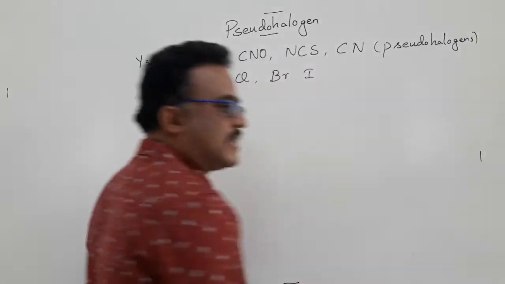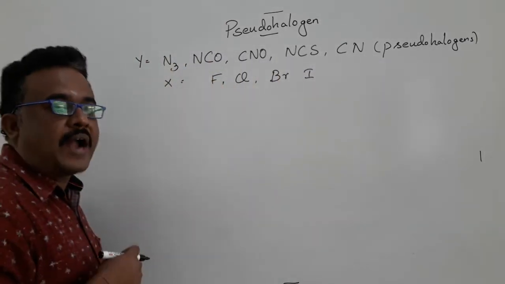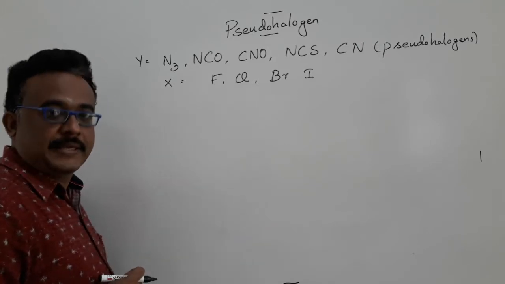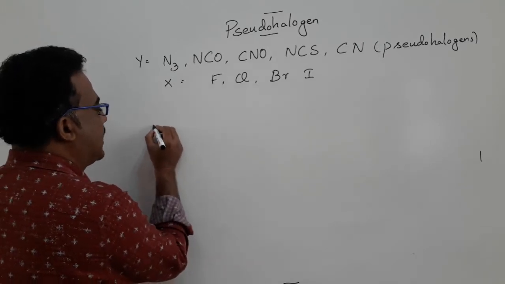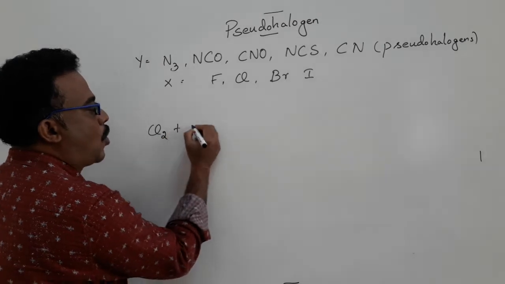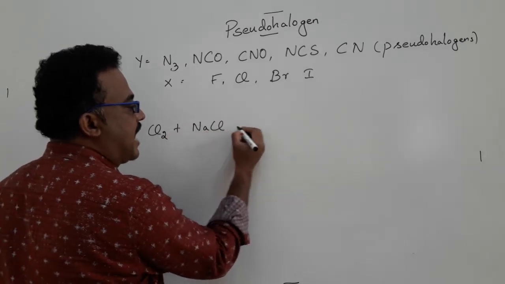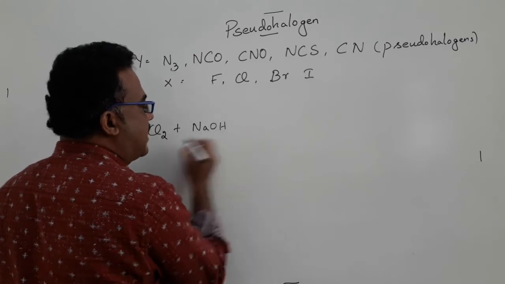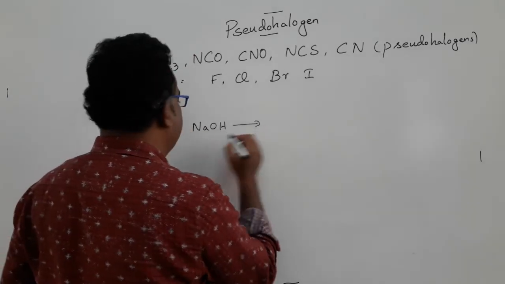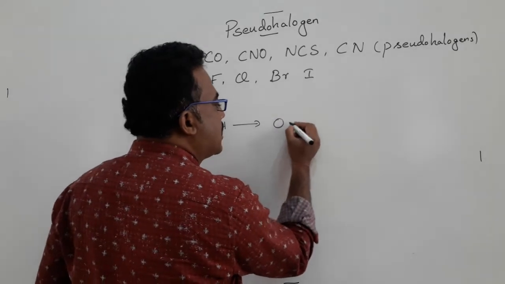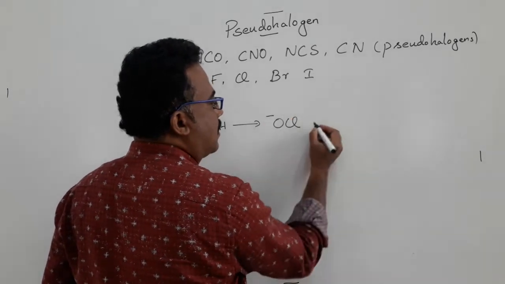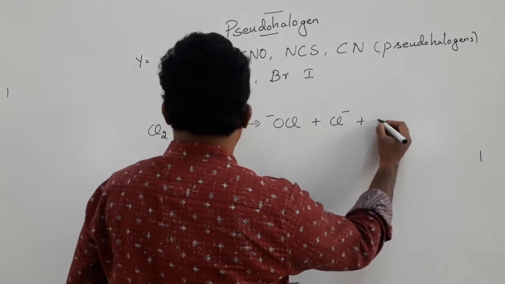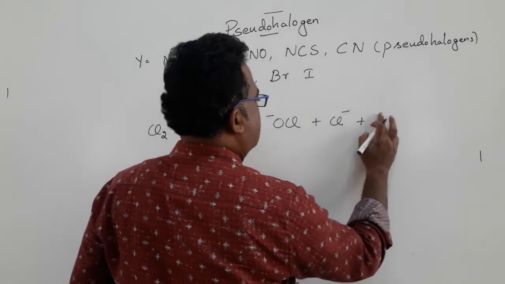Normally, halogens have the ability to undergo disproportionation reaction with the base. For example, chlorine: if you react chlorine with sodium hydroxide, it can give OCl minus plus Cl minus plus sodium ion.